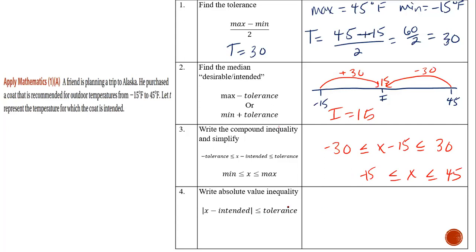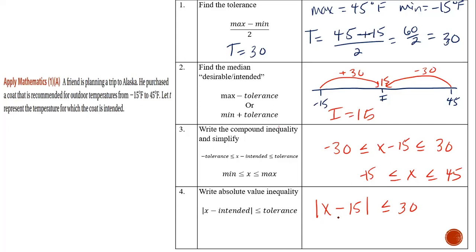Therefore, I'm writing my absolute value inequality. I can create my equation, my inequality. So my intended, my I, equals 15. My tolerance is 30. And so this is the weather that it's made for. This weather is made for whatever X value will satisfy this situation. Okay, and that's it. So this would be your answer.